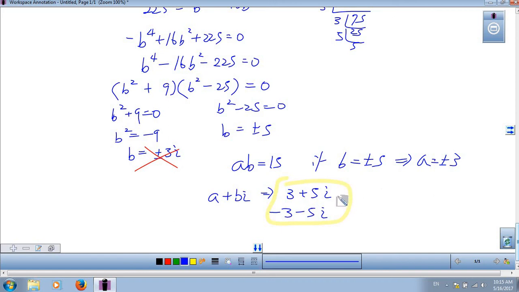Next lesson we will talk about other forms that we can use, the trigonometric form or polar form of a complex number.